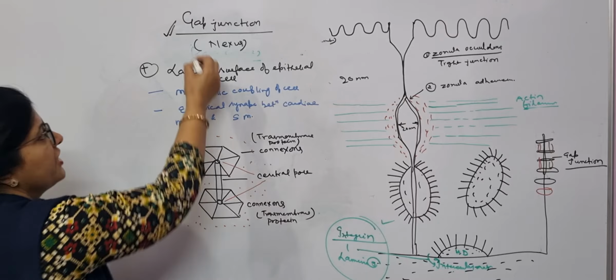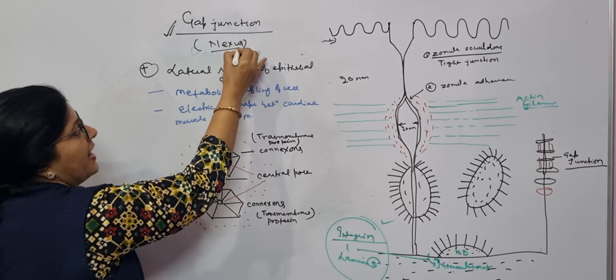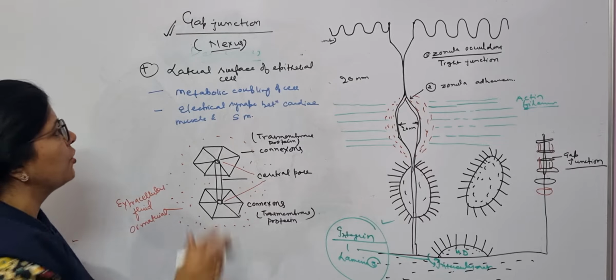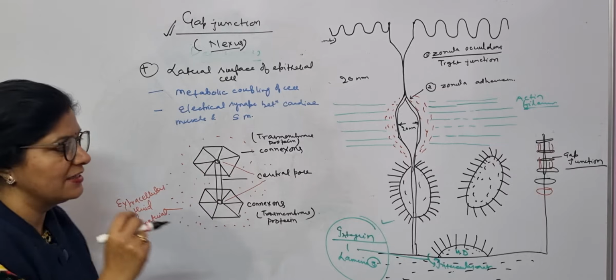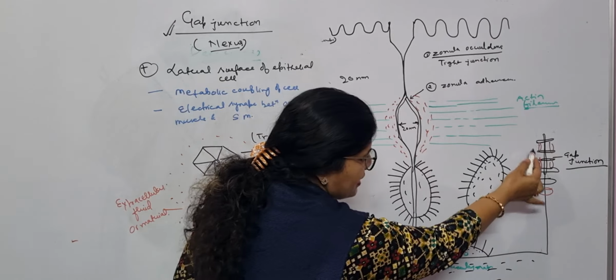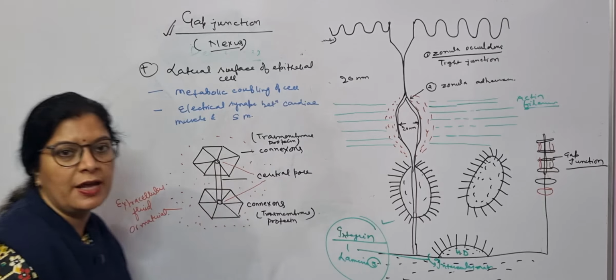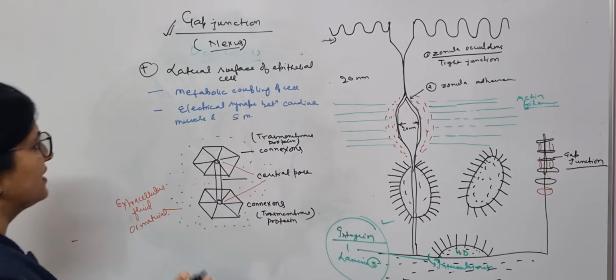So now we are going to study the most important part of this, that is the gap junction. That is the fourth type of junctional complex, gap junction or nexus. So this is present on the lateral surface of the epithelial cell, and it is traversed by various transmembrane connection proteins.